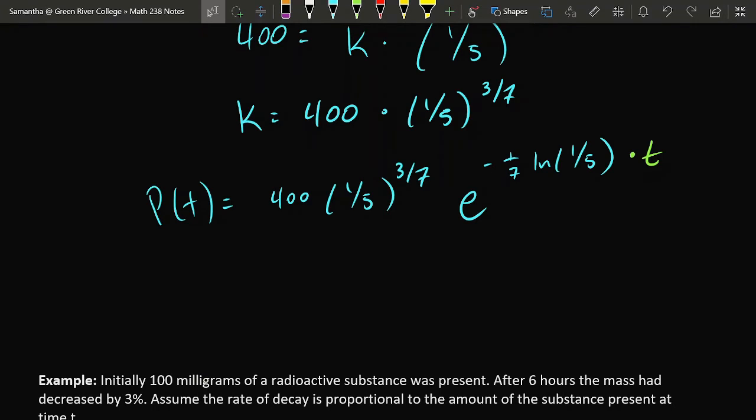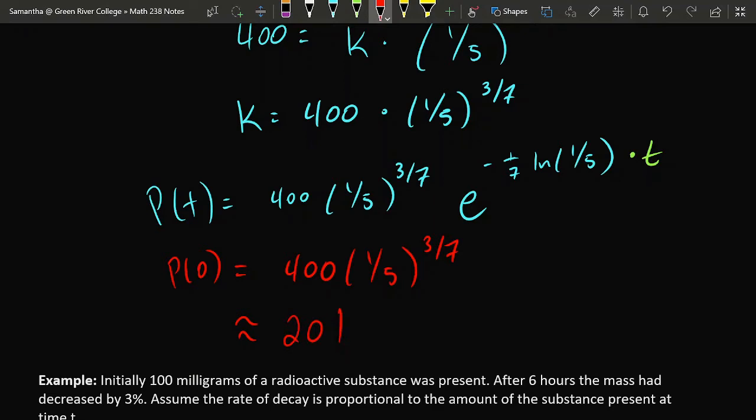So now it's time to actually answer the given question. The given question was, how many bacteria were present in this population initially? The keyword initial means that no time has passed. So I'm going to plug in 0 for time, which is going to cause the entire exponential term to become just 1, and all that will be left is the value of k. Now to make this more meaningful, I'm going to get a decimal approximation for this, and this is approximately equal to 201 bacteria.